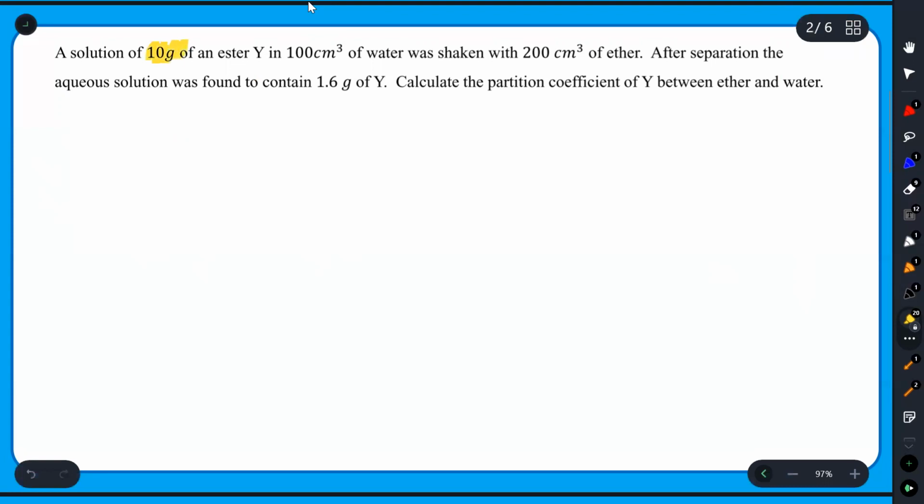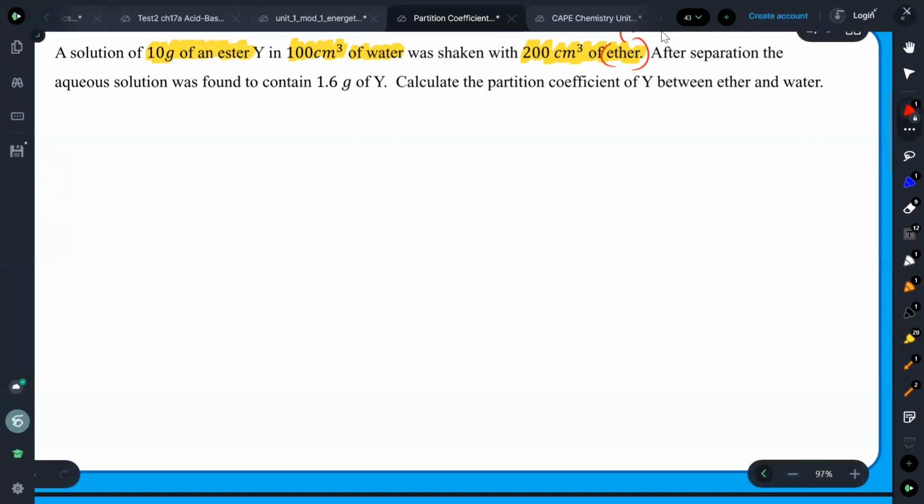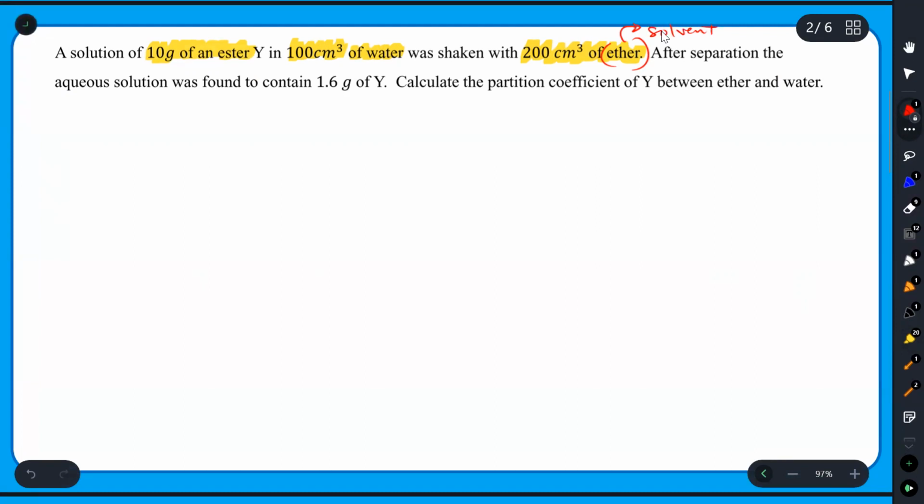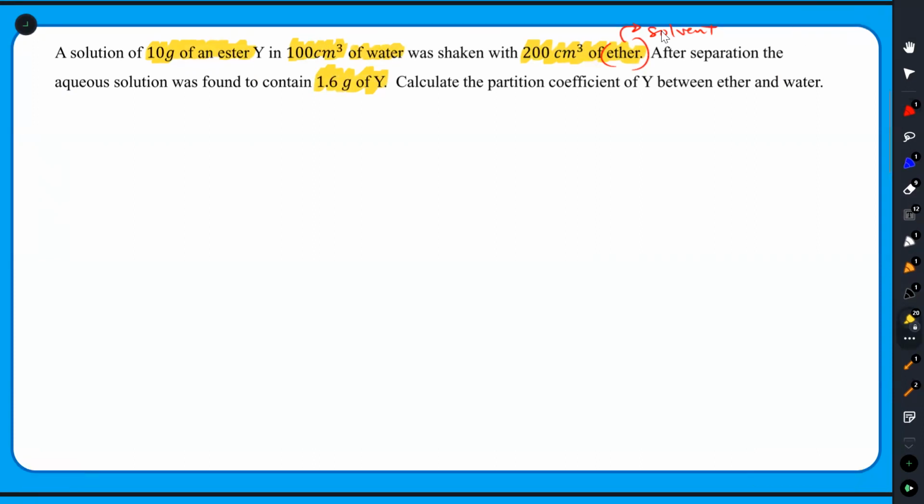So a solution of 10 grams of an ester Y in 100 centimeter cube of water was shaken with 200 centimeter cube of an ether. Ethers are organic solvents. An example would be diethyl ether, right? So that's your organic solvent. After separation, the aqueous solution was found to contain 1.6 grams of Y, so that was left behind after extraction. And then they want you to calculate the partition coefficient of Y between the ether and water layer, right? So as I said, this 1.6 was what's left behind after extraction had occurred.